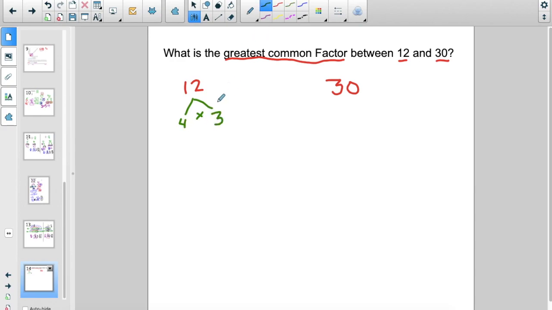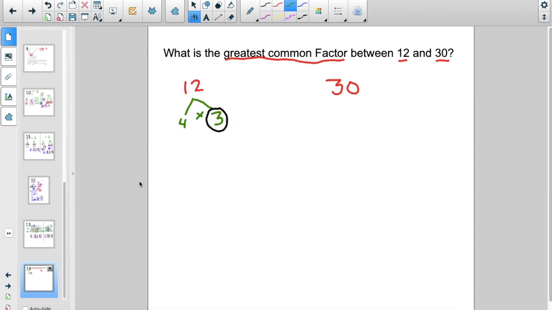Now, when we do 4 times 3, I have to look, are either one of these prime? And remember, prime means the only way to get to that number when multiplying is 1 times that number. So for example, is 1 times 4 the only way to get to 4? I don't think so, because 2 times 2 also equals 4. So I know 4 is not prime. Let's check out 3. 1 times 3 is the only way to get to 3. Yep, so I'm going to circle that prime number.